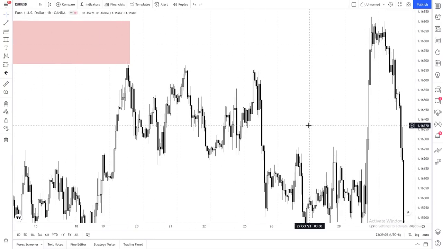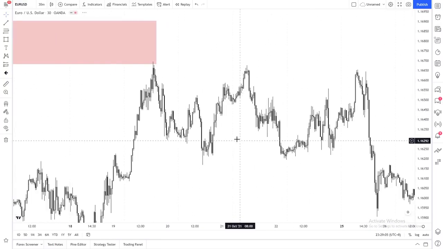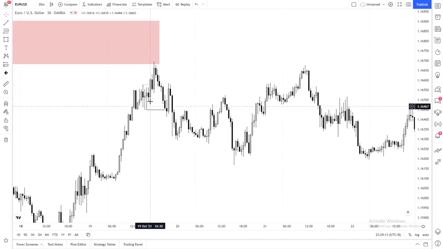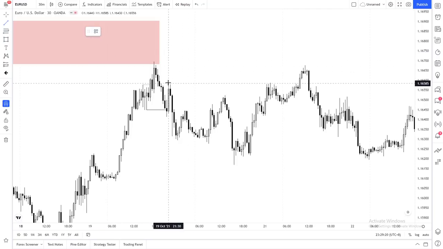Price tapped into our daily, and I believe there was a 30-minute or something like that. Yeah, there was a 30-minute manipulation right here. So 30-minute, bearish QM, and this would be the higher low, higher low, higher low. Boom. This is the clearest higher low to me, at least to my eyes. Boom, we break it. Liquidity right there.